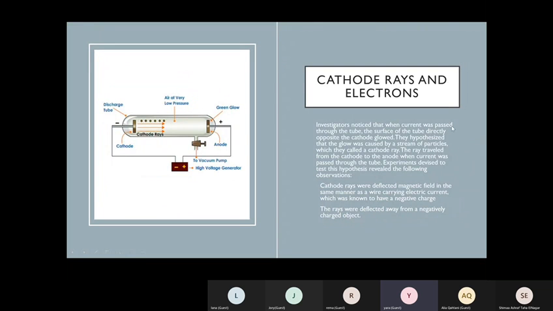Investigators noticed that when the current was passed through this tube, the surface directly opposed to the cathode glowed. They were curious about this, so they hypothesized that the glow was caused by a stream of particles, which they called a cathode ray. The ray traveled from the cathode to the anode when the current was passed through the tube.